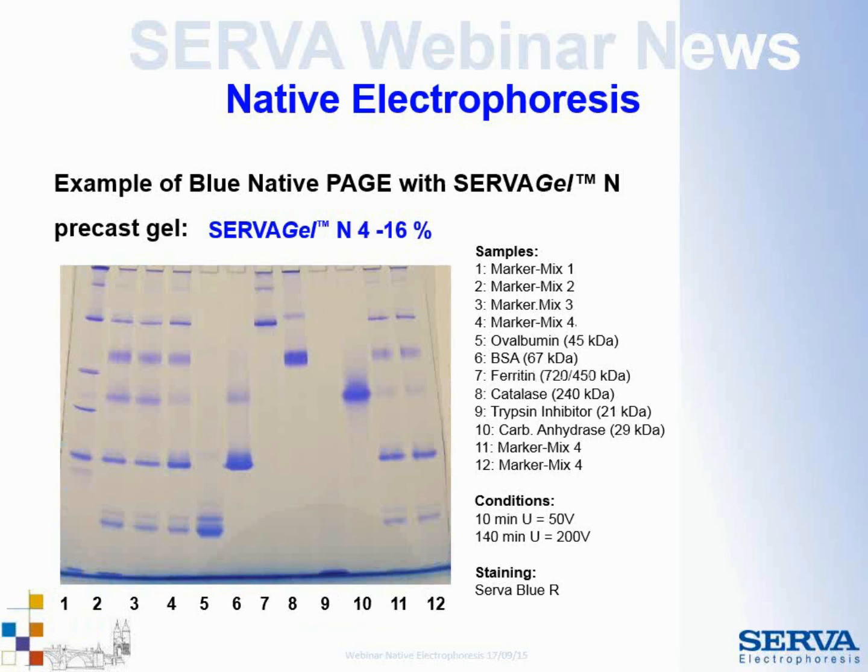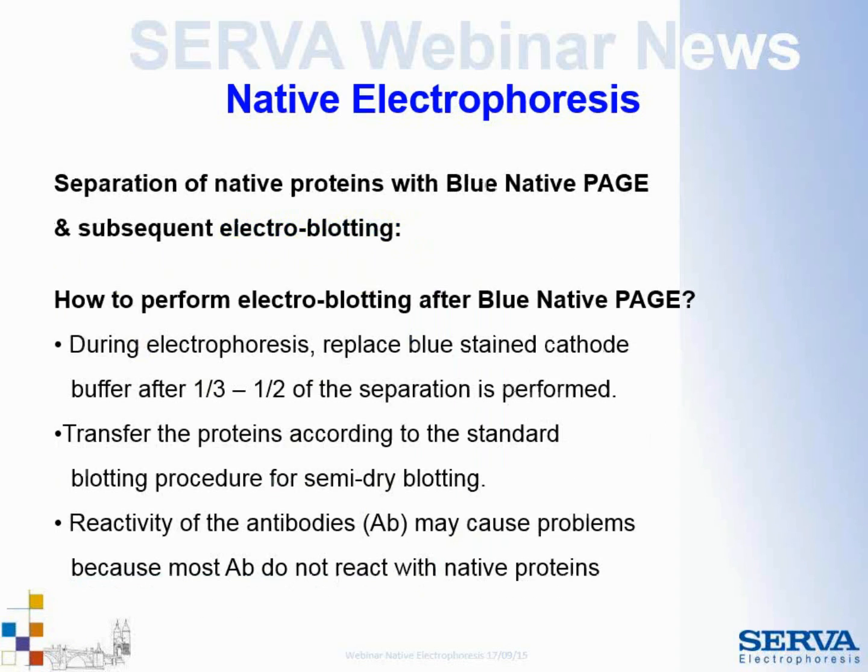This is an example of a 4 to 16% gel. Here there are also applied some of our marker proteins, and the gel is subsequently stained with Serva Blue R. So this is now the point to explain why it could be important to change the blue stained cathode buffer to the unstained cathode buffer, because during electrophoresis the Coomassie migrates into the gel, and if the buffer is not replaced, this Coomassie in the gel will inhibit blotting or protein transfer when a subsequent electroblotting is performed.